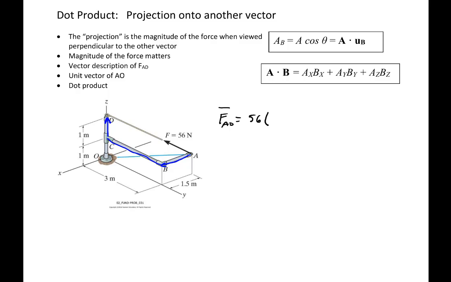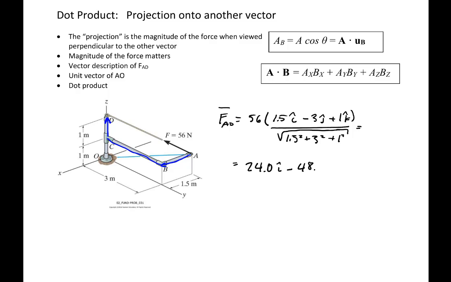So that's going to be 1.5I minus 3J plus 1K, and divide that by the square root of the sum of the squares. Okay, and that gives us a vector description, or a Cartesian description, of that force. Now we have F_AD defined.